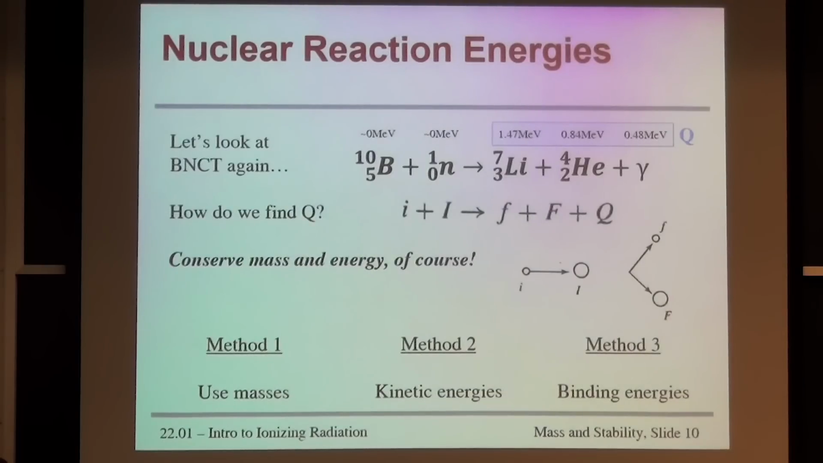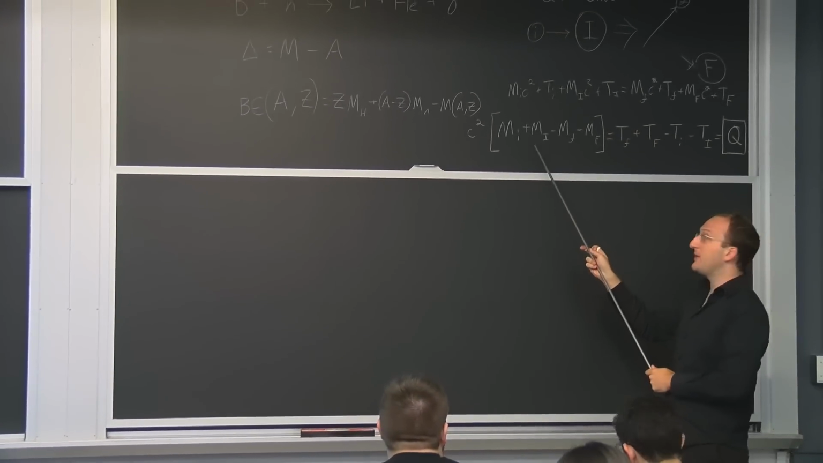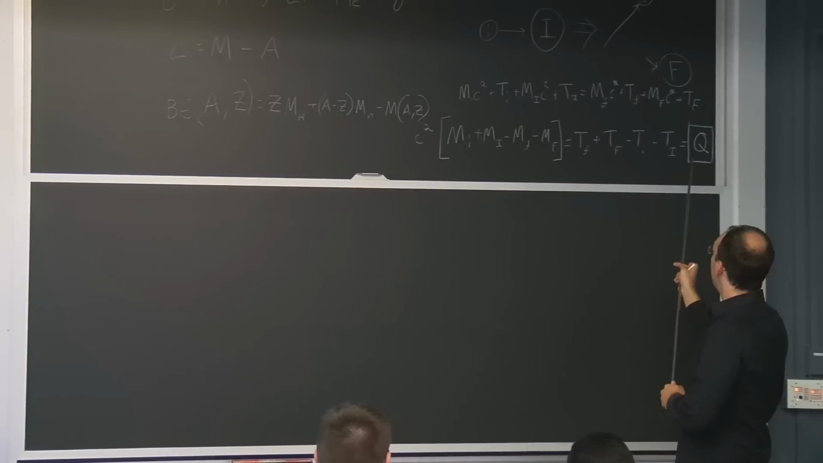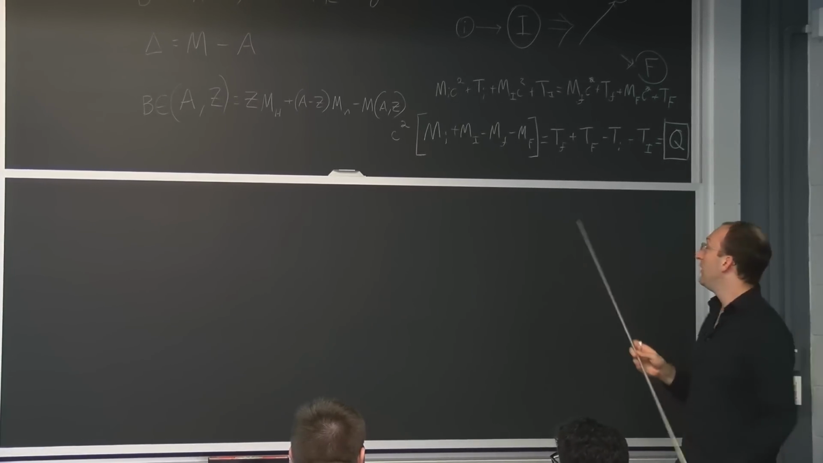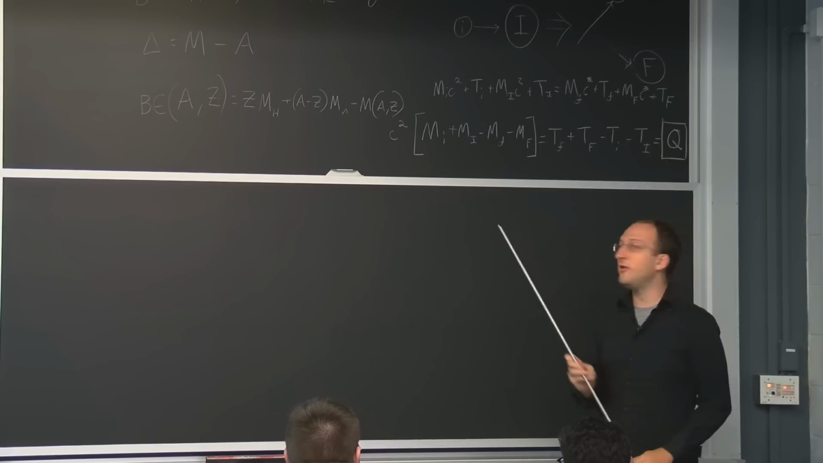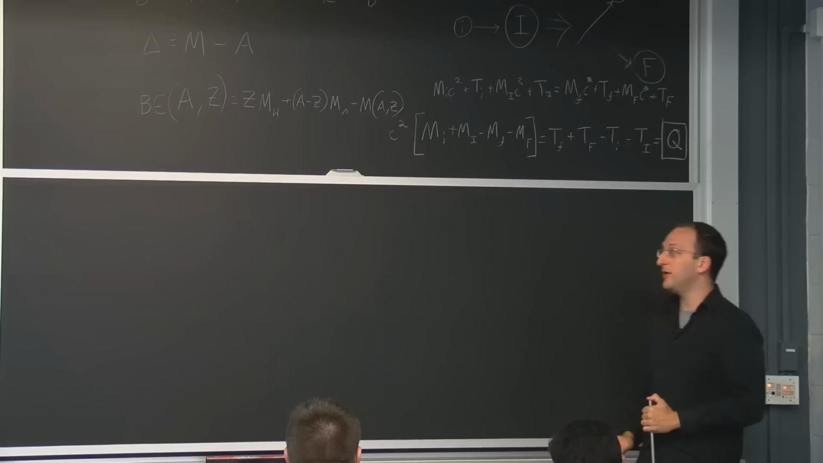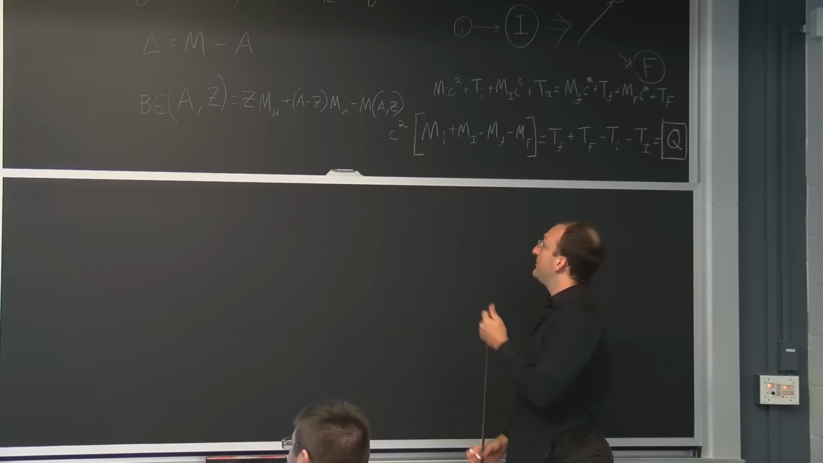So back to where we were on Tuesday. We wanted to figure out, well, how do we calculate this Q value? You can do it any of three ways. Well, you can use the masses like we have over here. So the masses in AMU, or atomic mass units, times c squared gives you the Q value in MeV. Or the difference in kinetic energies gives you the Q value in MeV, although you don't usually just know these off the bat, especially for the final products. Or you can use the binding energies.